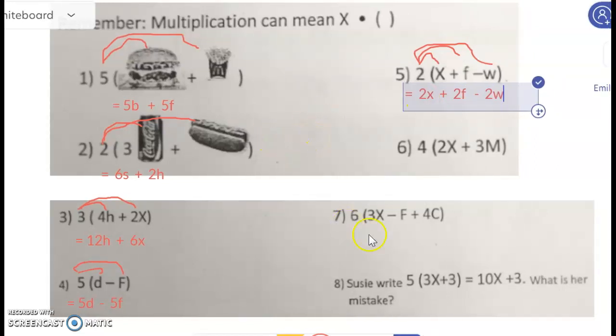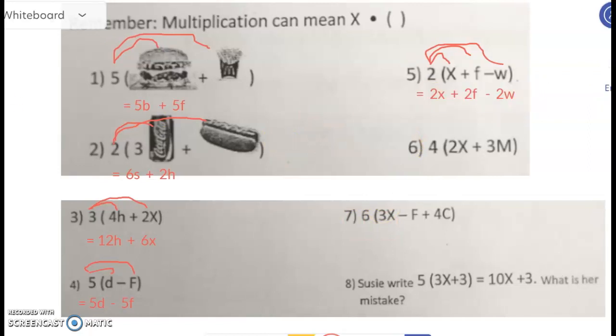All right, so let's take a look at number 6. We are going to do 4 times the quantity of 2x plus 3m. So draw happy rainbows, so we know we're going to multiply 4 by 2x and 4 by 3m. We end up with the answer 4 times 2x equals 8x, and 4, whoops, that's a plus sign, and then 4 times 3m is actually going to be 12m.